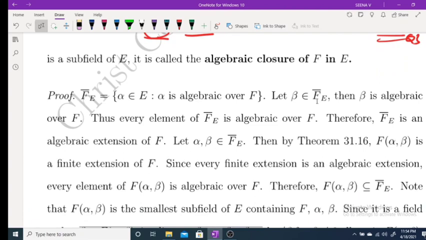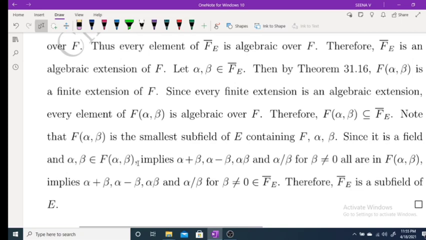If beta belongs to F_E closure, beta is algebraic over F, and every element of F_E closure is algebraic over F. Therefore F_E closure is an algebraic extension of F. If you take any alpha, beta belonging to F_E closure, then by theorem 31.16, F(alpha, beta) is a finite extension of F. Since every finite extension is an algebraic extension, F(alpha, beta) is algebraic over F. So F(alpha, beta) is contained in F_E closure.